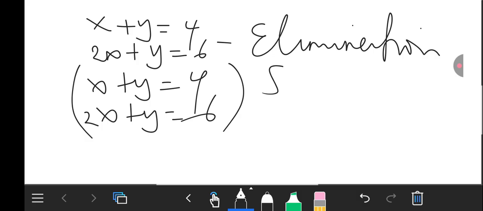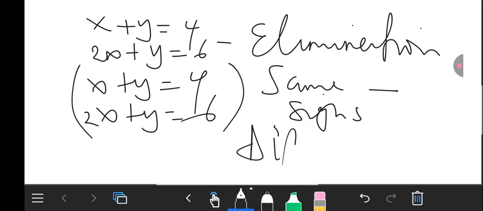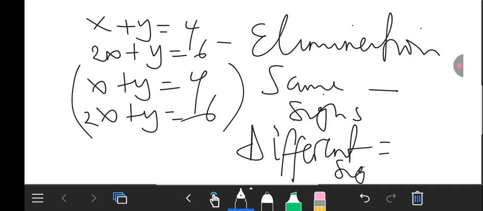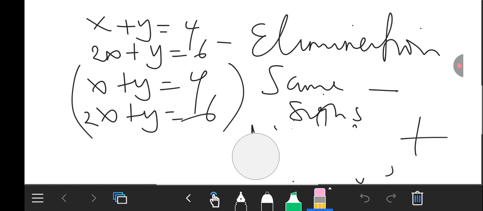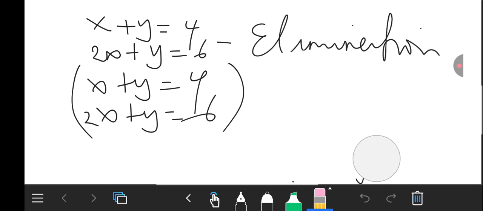One thing you need to understand is that when there are same signs, you subtract the equations. When there are different signs, after balancing, you find that the common variable has different signs, you add. That's just the concept you need to understand there. Then you're able to go. So it will be same signs, we subtract.